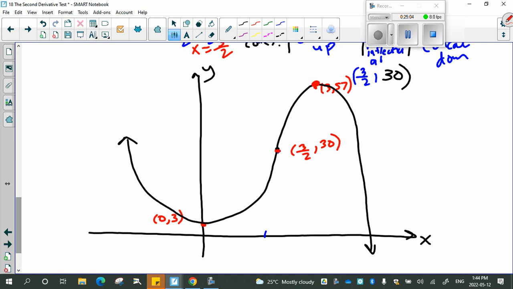Okay, so if you see here, here's our tangents underneath, right? Here's our point of inflection, and now here's our tangents on top. Okay, so we switch from concave up to concave down. Okay? Yeah? Okay, great.